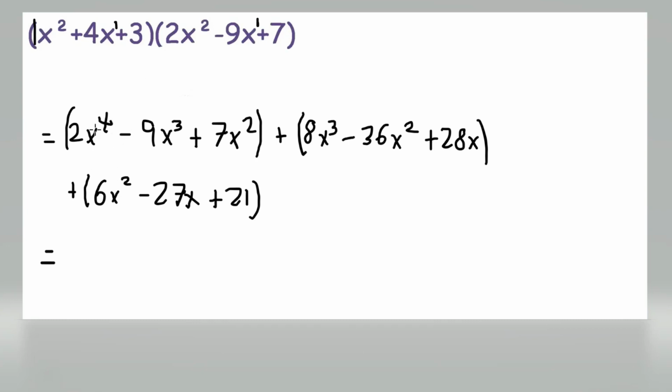So, first is x raised to the 4th power. Tingnan natin kung may iba pang x raised to the 4th. So, wala. Siya lang. Lagyan na natin siya dito sa final answer. And cancel natin siya. So, next is x cubed. Ayun, may x cubed. So, let's underline all the x cubes. So, itong dalawa. Ito lang. Negative 9 and 8. So, since parehas sila, we can simplify them.